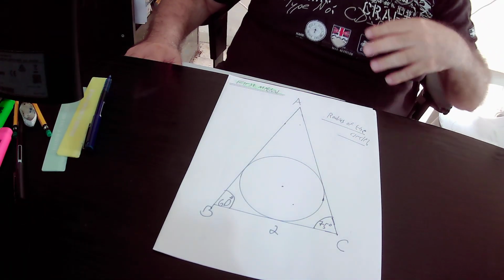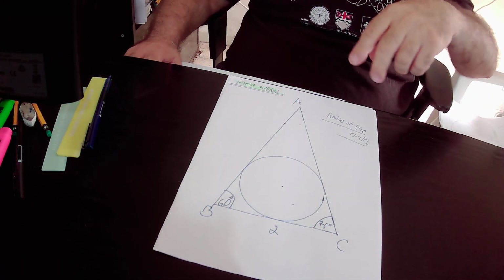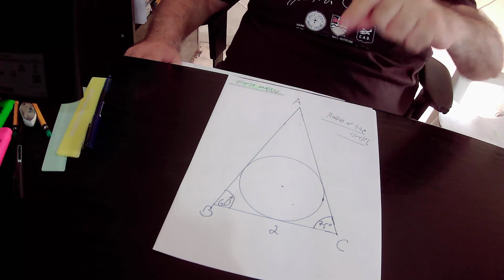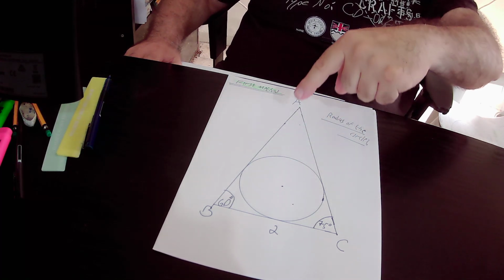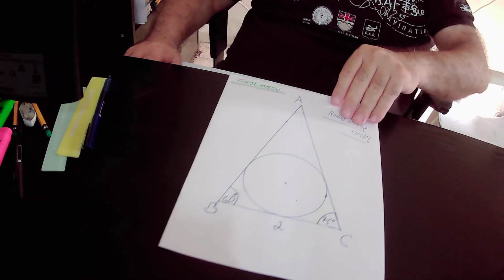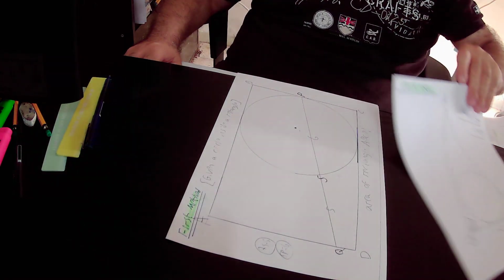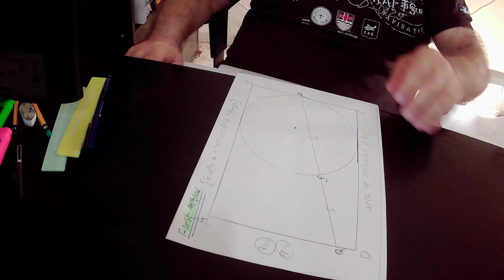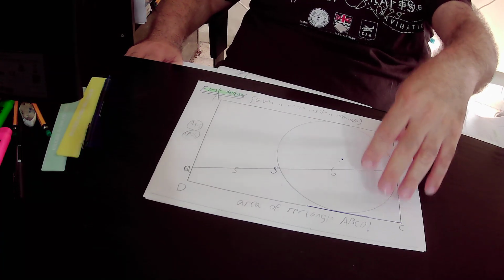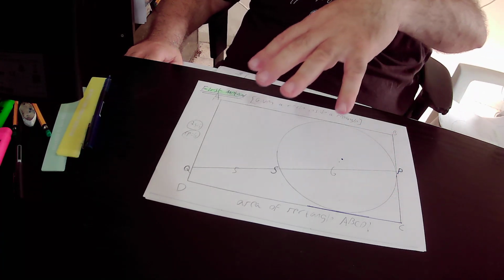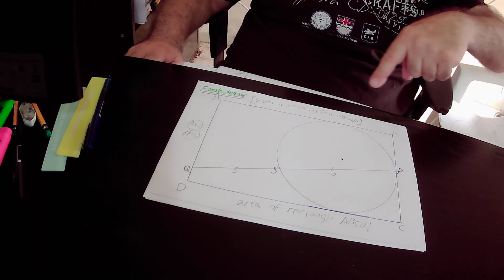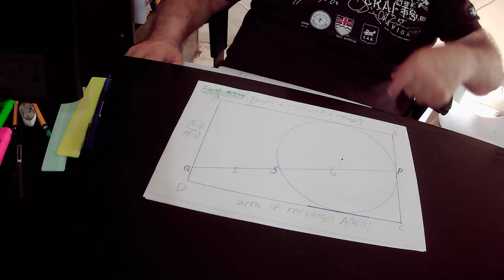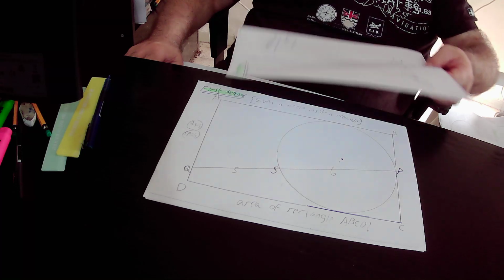Now, in this lecture, we'll answer two questions. In the first question, we'll find out the radius of this circle that is inscribed by triangle ABC. In the second question, we'll find out the area of rectangle ABCD that blocks this circle. So we start with the first question.